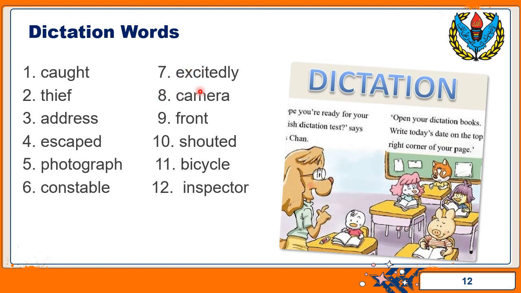Number 8, camera, C-A-M-E-R-A, camera. Front, F-R-O-N-T, front. Number 10, shouted, S-H-O-U-T-E-D, shouted. Number 11, bicycle, B-I, by, C-Y-C-L-E, cycle. And collectively we will pronounce it bicycle. Bi means two, the cycle which has 2 wheels, bicycle. Number 12, inspector, I-N-S-P-E-C-T-O-R, inspector. So that's all for the dictation.